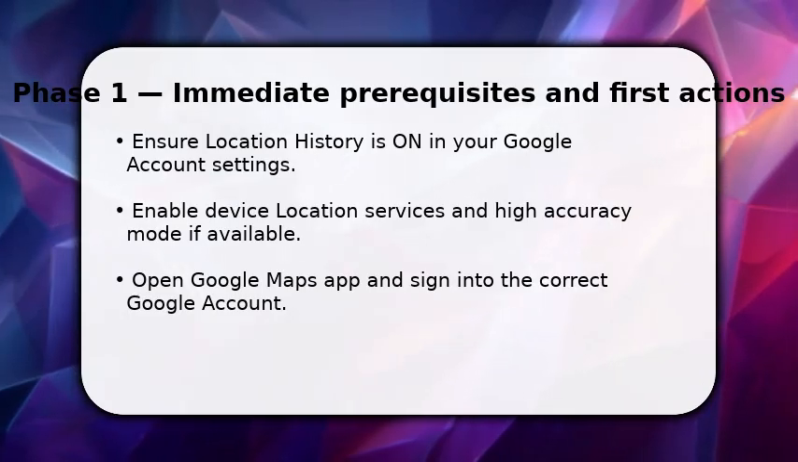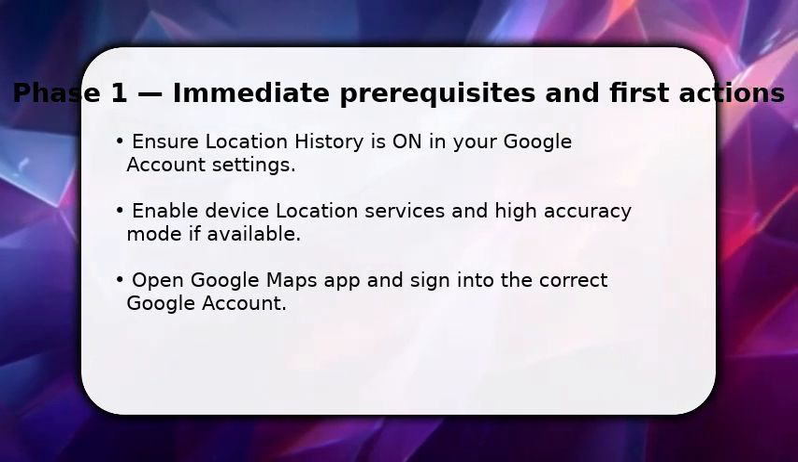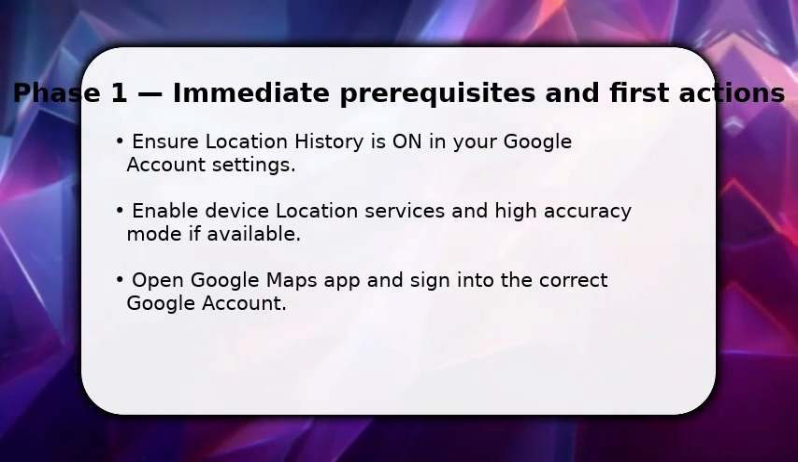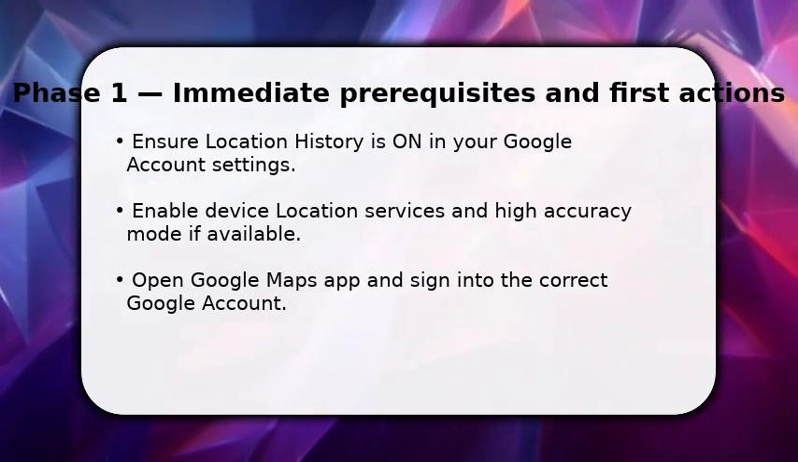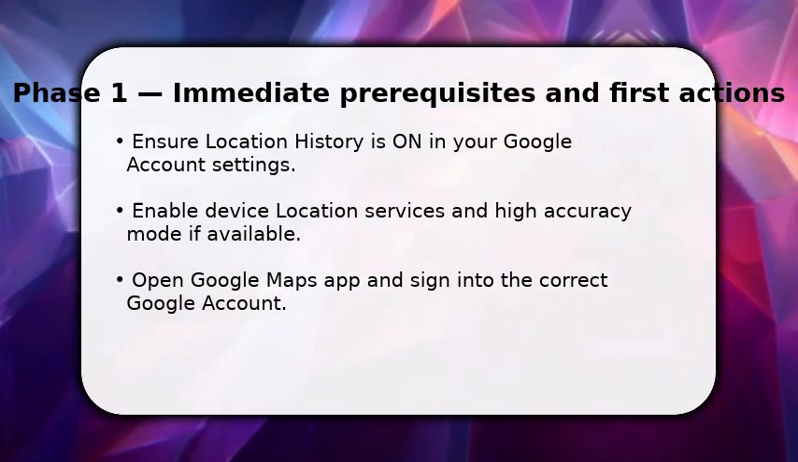You start by confirming two prerequisites: location history enabled on your Google account and your device location turned on. Once done, open the Google Maps app and make sure you're signed into the account you intend to use. This ties timeline entries to the right profile.